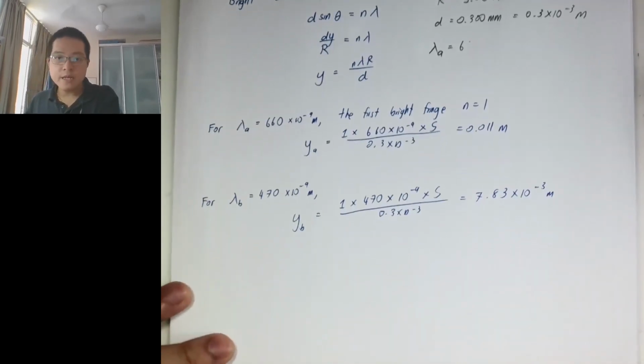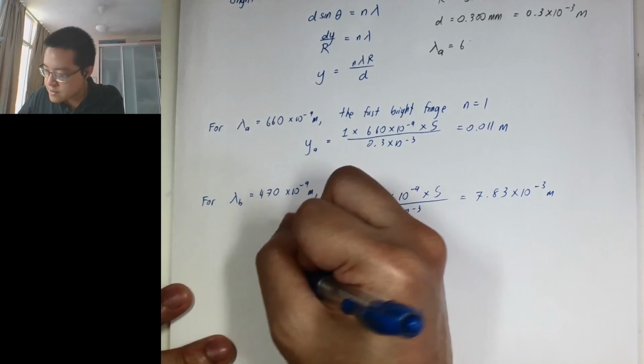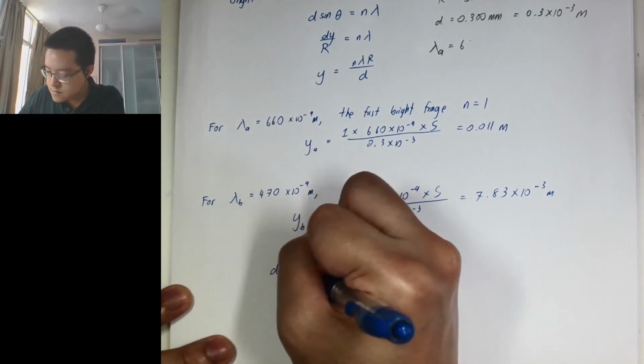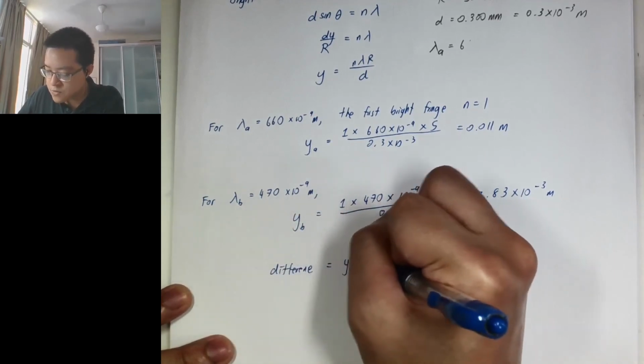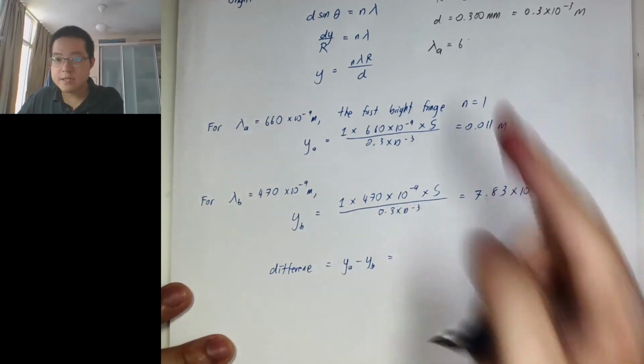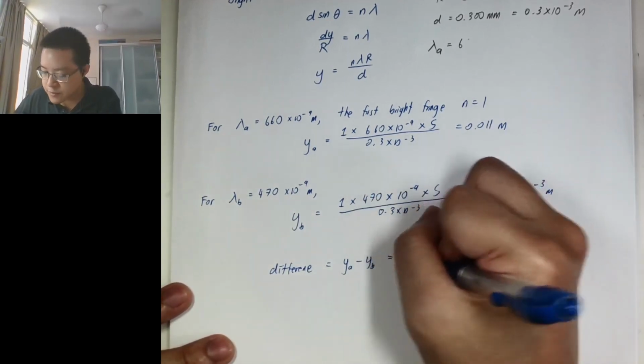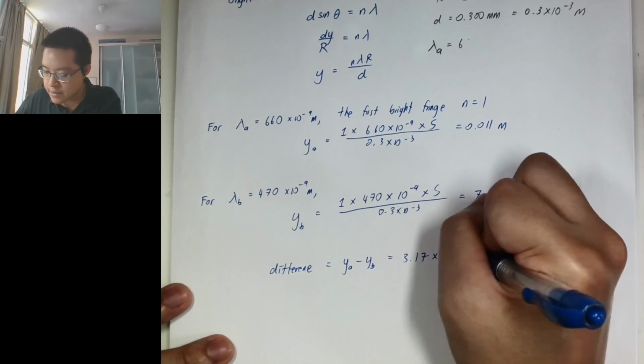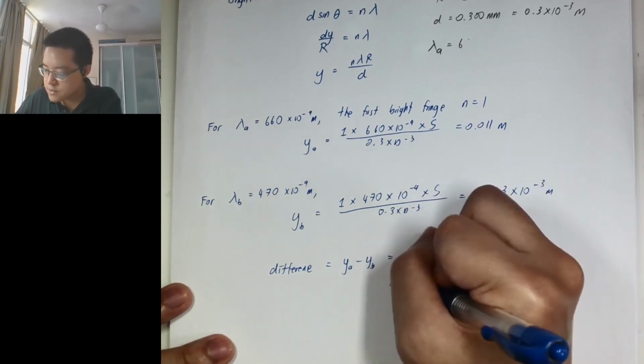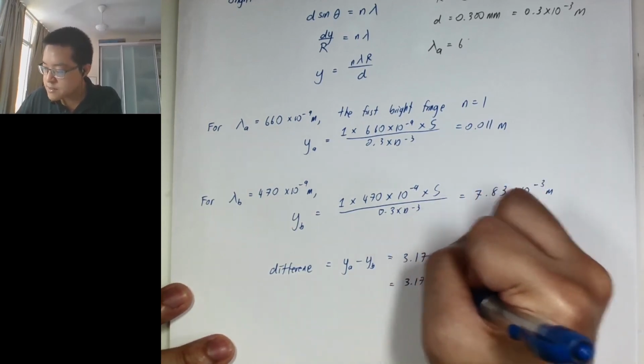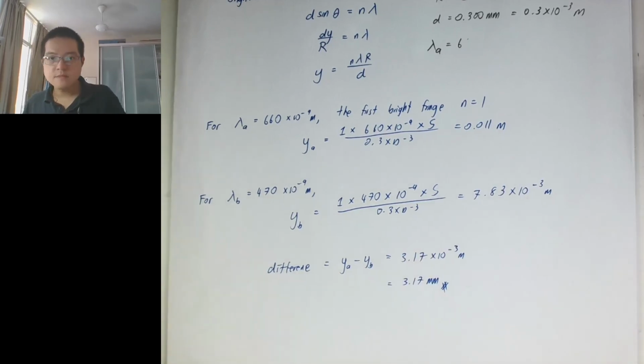So what you want is the difference, right? So the difference is the difference between the two. So this minus this, you will get 3.17 times 10 to the negative 3 meters. So it's 3.17 millimeters. Okay.